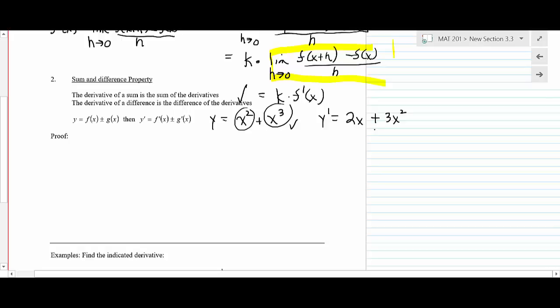Here's how the proof would go. A lot of times students don't like proofs. I love proofs. If you're a math major, that's what you get into, proving everything. It's awesome. So here's how we do the proof. First of all, I'm going to set this up like this.